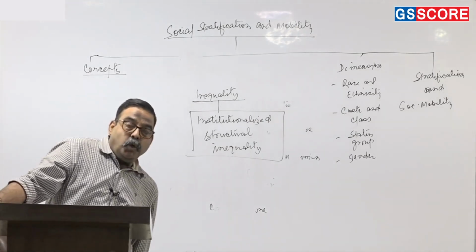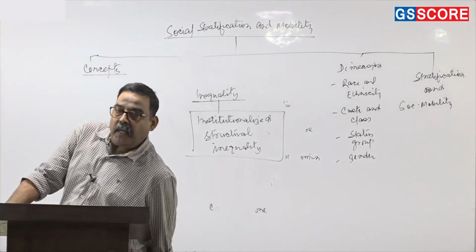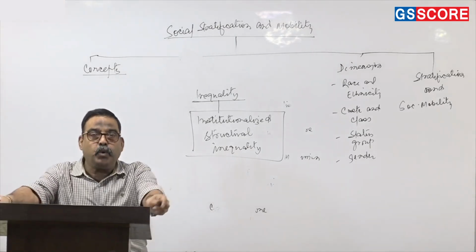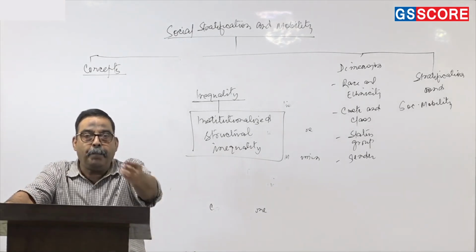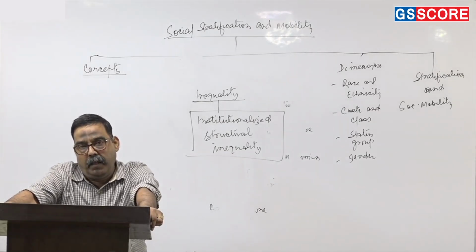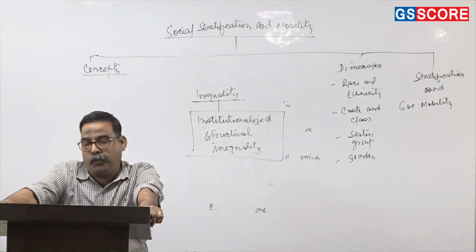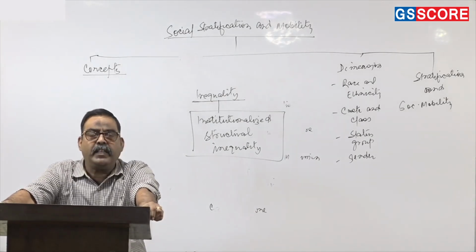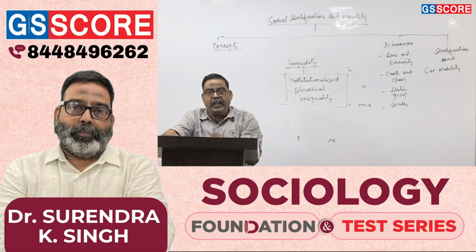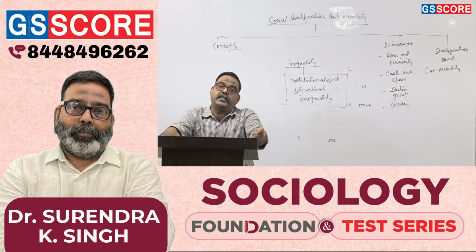The inequality which is socially created. Mind the line. The inequality which is socially created on the basis of the same social parameters. When groups of people have been ranked one above another in a hierarchy, then social stratification is a form of social inequality. When I say social stratification is a form of social inequality, you now bring the debate in terms of equality versus inequality.